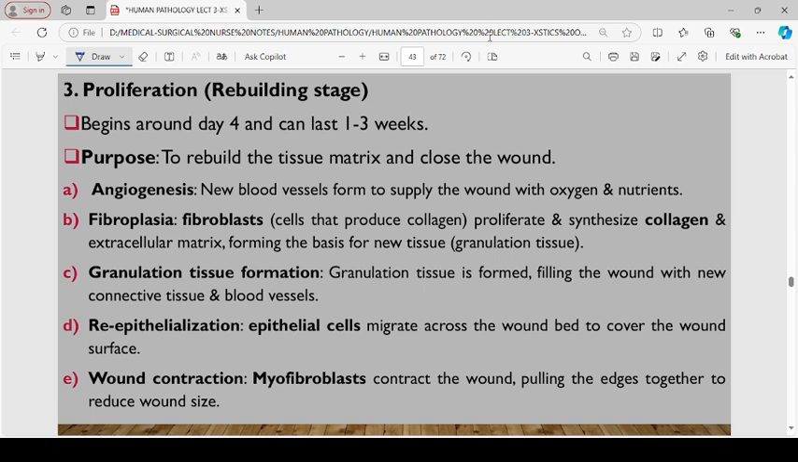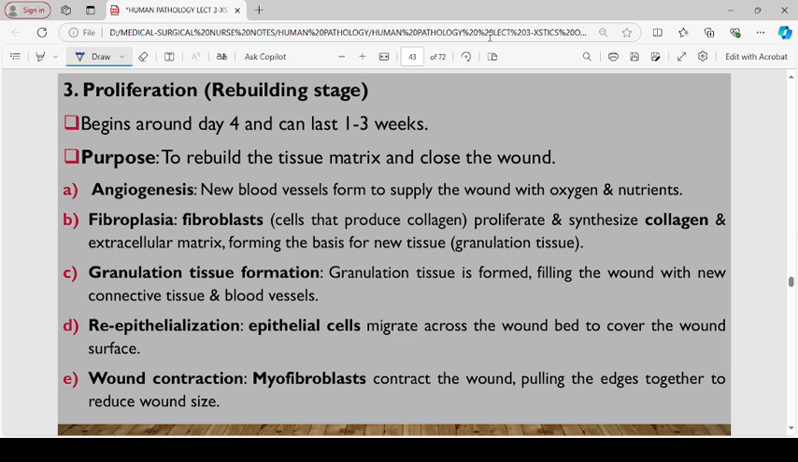After inflammation, you go to proliferation, which is a building stage, which begins on day 4 and can last up to even the third week. The purpose of this proliferation is to rebuild the tissue matrix and close the wound. So proliferation involves a number of steps. We have angiogenesis, which involves formation of new blood vessels to supply the wound with oxygen and nutrients. Then we have fibroplasia, where the fibroblasts normally produce collagen. They proliferate and synthesize collagen and intercellular matrix, forming the basis of new tissue.